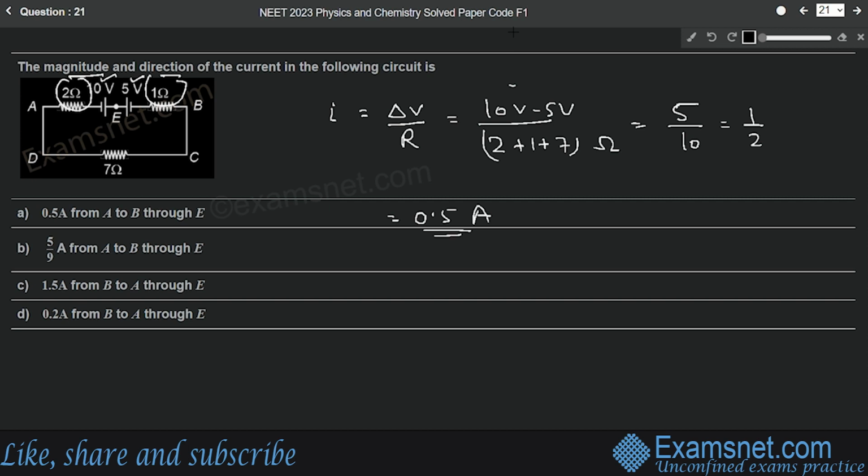And what will be the direction of the flow of current? We know that current always flows from higher potential to lower potential.